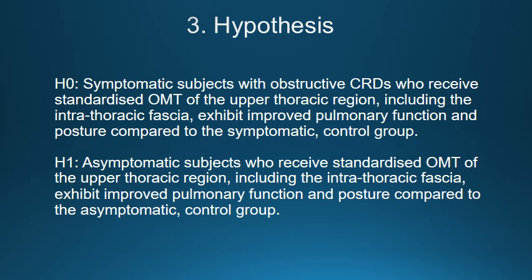Hypothesis. H0. Symptomatic subjects with obstructive CRDs who receive standardized OMT of the upper thoracic region, including the intrathoracic fascia, exhibit improved pulmonary function and posture compared to the symptomatic control group. H1. Asymptomatic subjects who receive standardized OMT of the upper thoracic region, including the intrathoracic fascia, exhibit improved pulmonary function and posture compared to the asymptomatic control group.